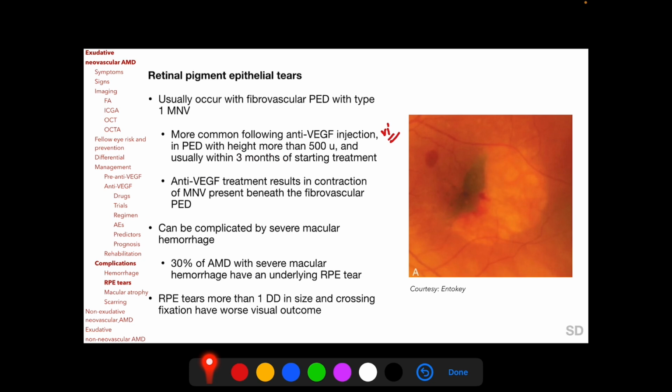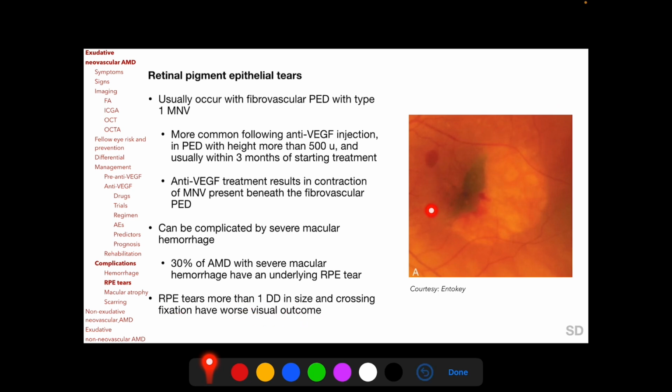And this is said to occur because anti-VEGF therapy results in contraction of the underlying macular neovascular network present beneath the fibrovascular PED. And retinal pigment epithelial tears can be complicated by severe macular hemorrhage. RPE tears more than one disc diameter in size and crossing fixation have poor visual outcome.